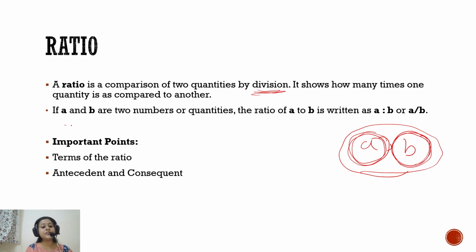As I mentioned, if there are two numbers or quantities A and B, then the ratio is written using a colon. We always use a colon to express a ratio, which is pronounced A is to B, or A by B. So a ratio can be expressed in different terms, which I will show you in the next slide.